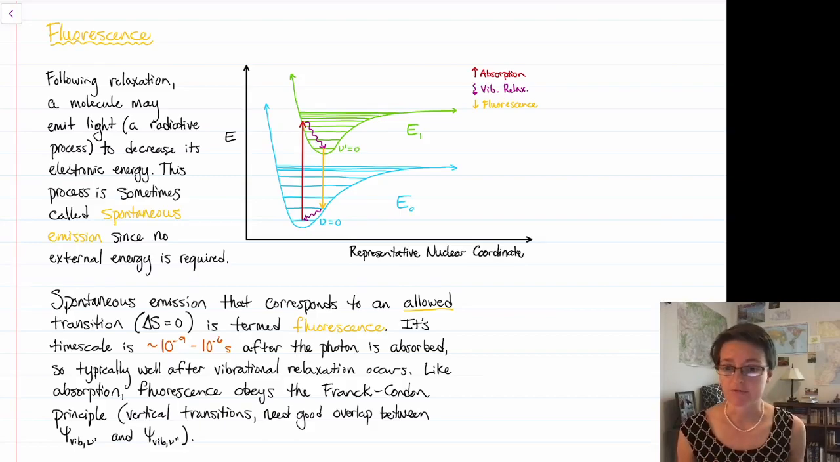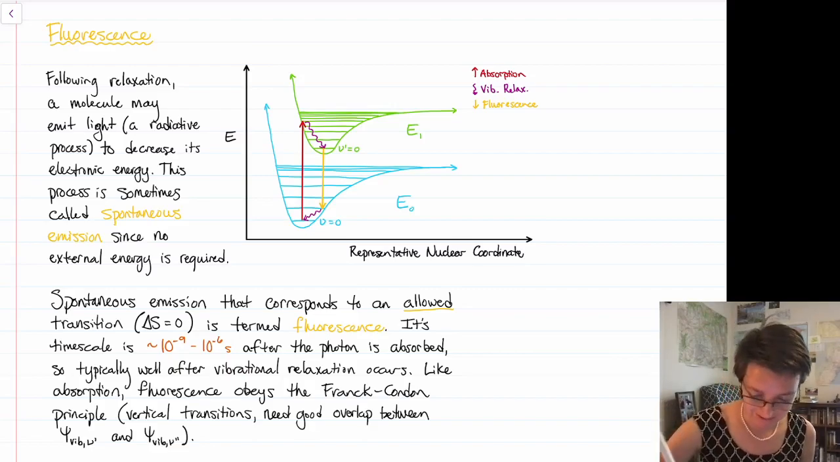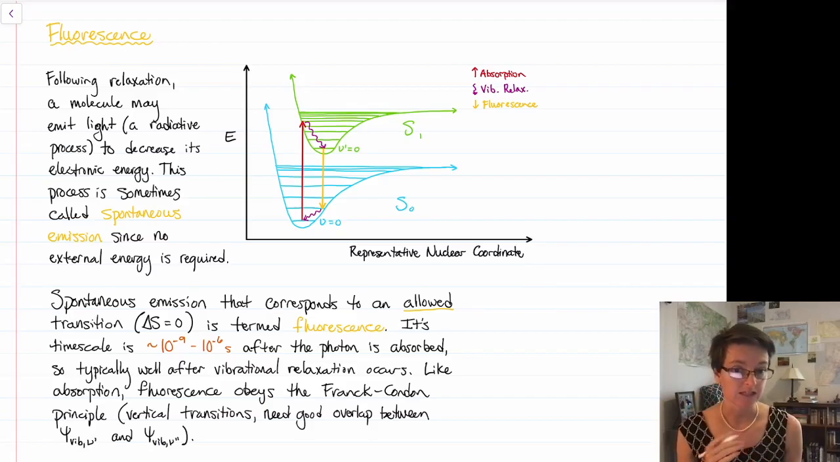A couple things to note about fluorescence is, first of all, we call it spontaneous emission because we don't need external energy in order for the molecule to want to go back to the ground state. Secondly, fluorescence is specifically used as a term to describe allowed transitions. So if E0 corresponds to a singlet state, then what would make this a fluorescence process is if our excited state is also a singlet. So moving between states that have the same spin character is an allowed transition, and that's what leads to fluorescence.